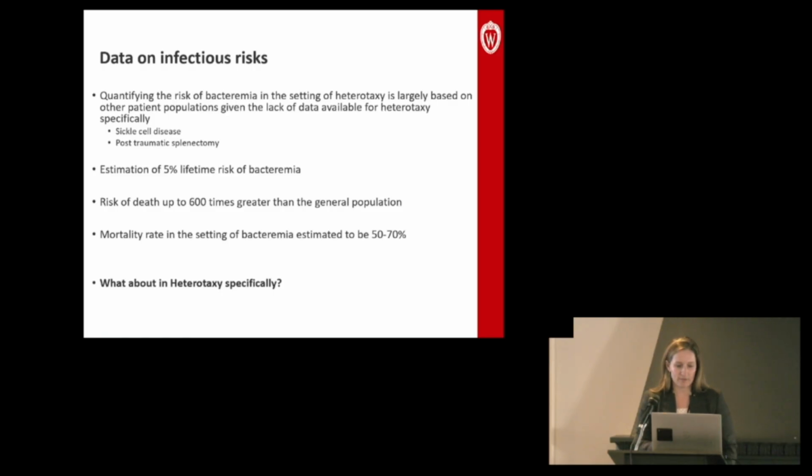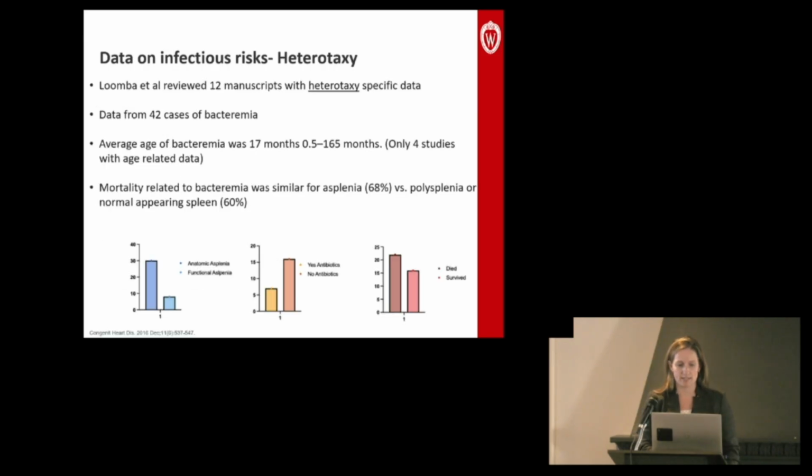I'll go over this data pretty quickly because we've reviewed it already. There's about an average of a 5% lifetime risk of bacteremia, and most of our data is coming from the sickle cell population and post-traumatic splenectomy. But what we know about bacteremia is that it's specifically dangerous, and our patients are at risk of this overwhelming infection that happens so quickly. So we really try to guide our patients as much as possible about the risks, what to expect, and how to act appropriately. We base a lot of our data on these bigger patient populations, but what do we know in heterotaxy specifically?